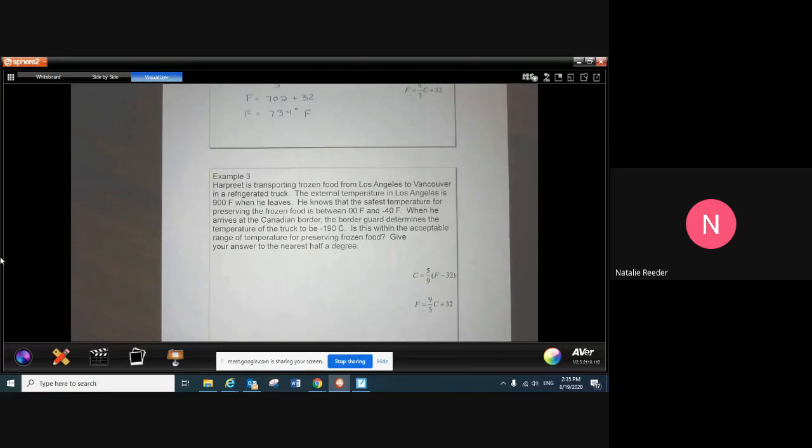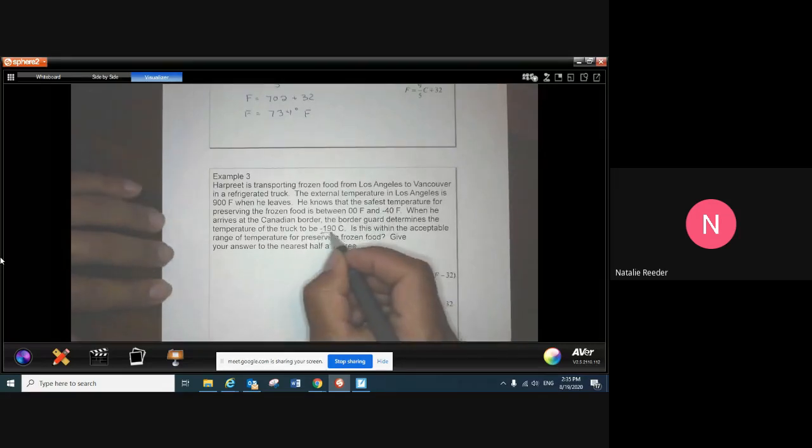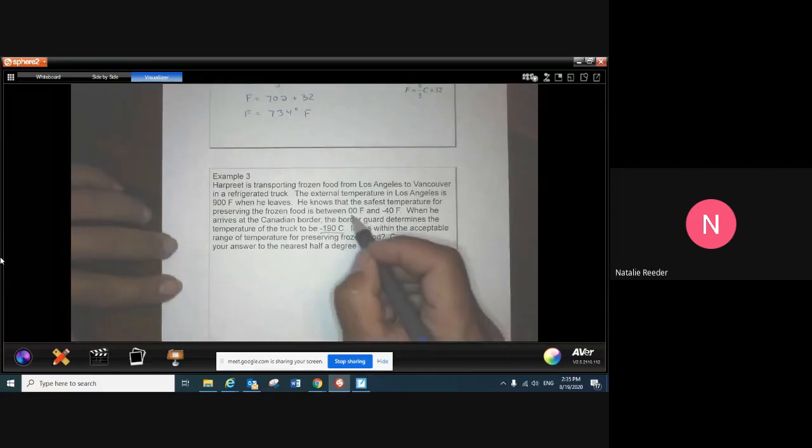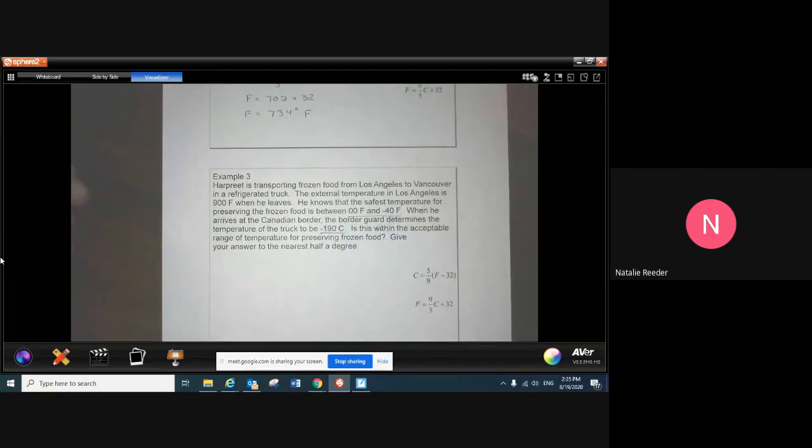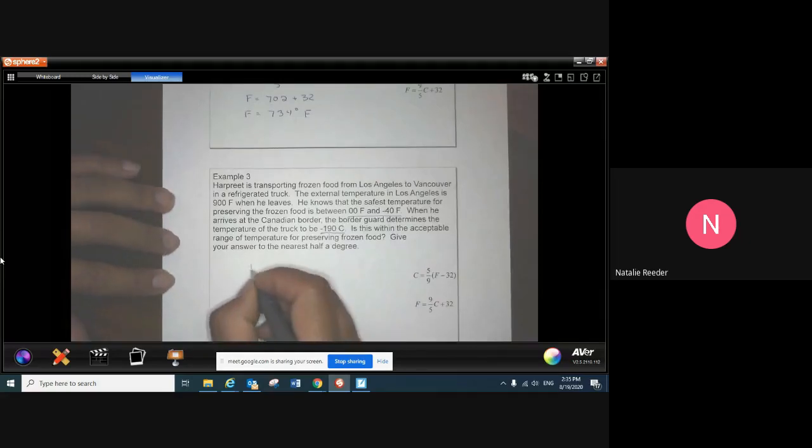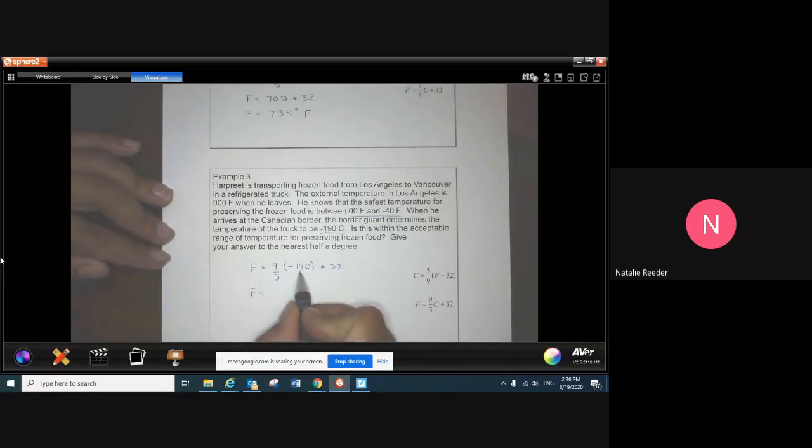So basically, we need to convert this minus 190 degrees Celsius and see if it's within this range of 0 to negative 40 degrees Fahrenheit. So Fahrenheit is again our unknown, so we are going to take the second formula here. 9 over 5 times negative 190 plus 32. So let's multiply first. 9 times negative 190 gives me a negative 1,710. Then I divide by 5, gives me negative 342.